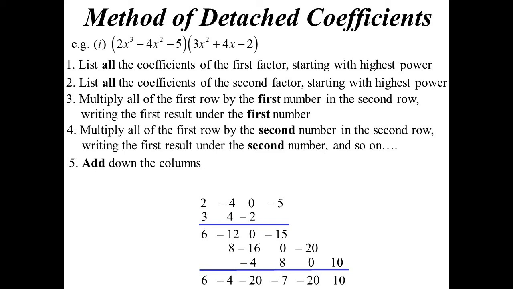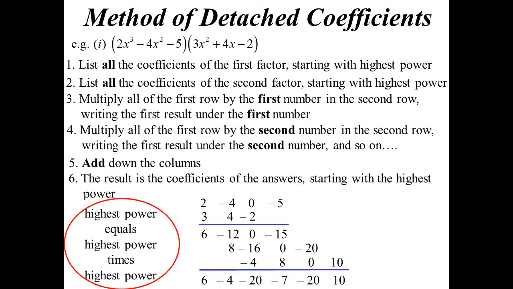So to write the answer down, the highest power will be the highest power times the highest power. So I must start with x to the power of 5. Therefore the answer is 6x to the 5 minus 4x to the 4 minus 20x cubed minus 7x squared minus 20x plus 10. You are effectively still multiplying everything by everything, but it's just a systematic way of doing it. Let's try another one.